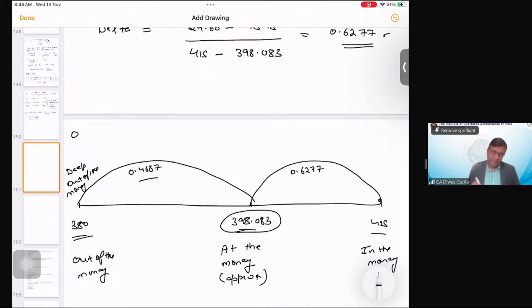Okay. Then, as and when the option becomes from out of the money to at the money and then finally in the money, the delta keeps on increasing. The way we can see from here as well, it has increased from 0.4687 to 0.6277. And finally, it becomes 1 when the option becomes deeply in the money.